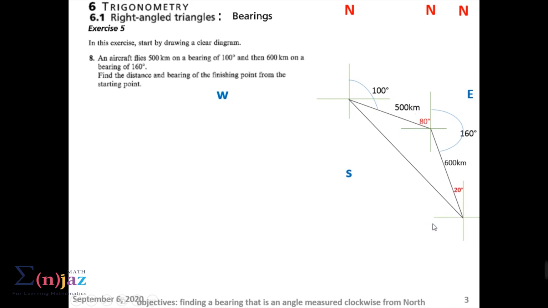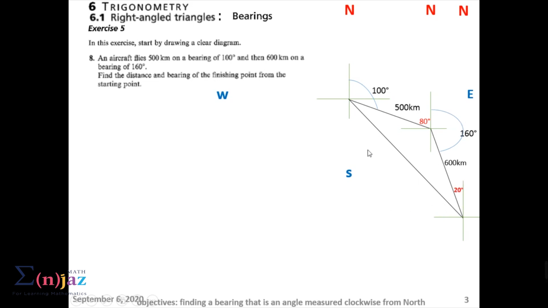Yes, for sure. This 20 here is a co-interior. Can you see this? This is the north and this is the north. And if you can see, this is another U here. So the 160 and the 20 are co-interior angles, meaning they add up to 180.